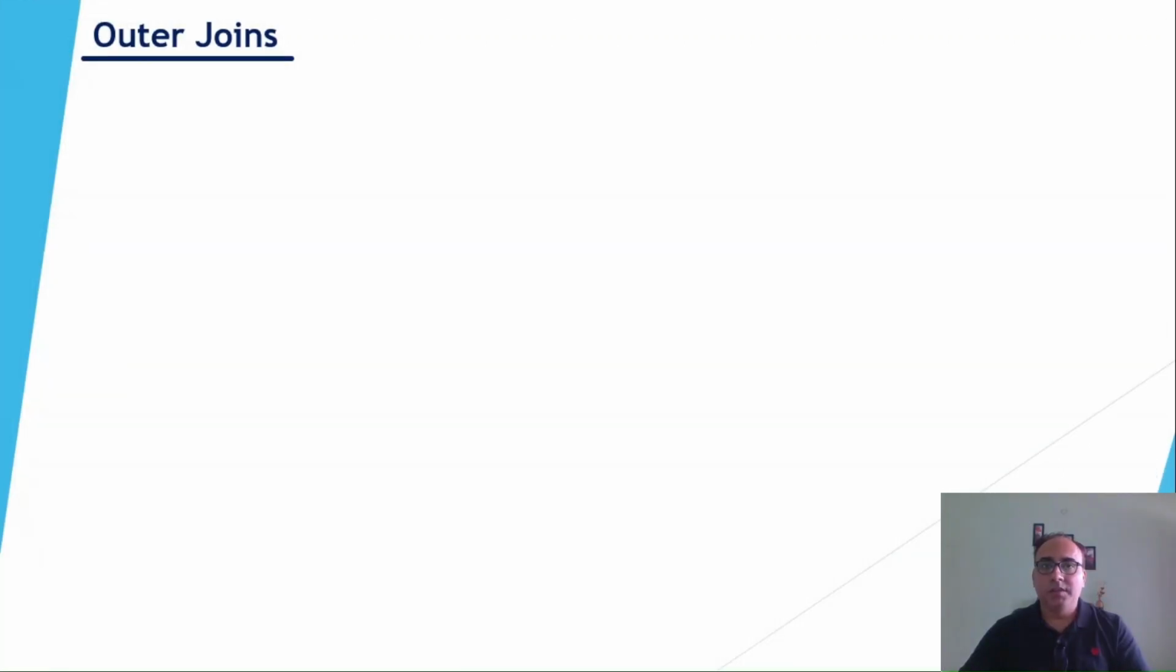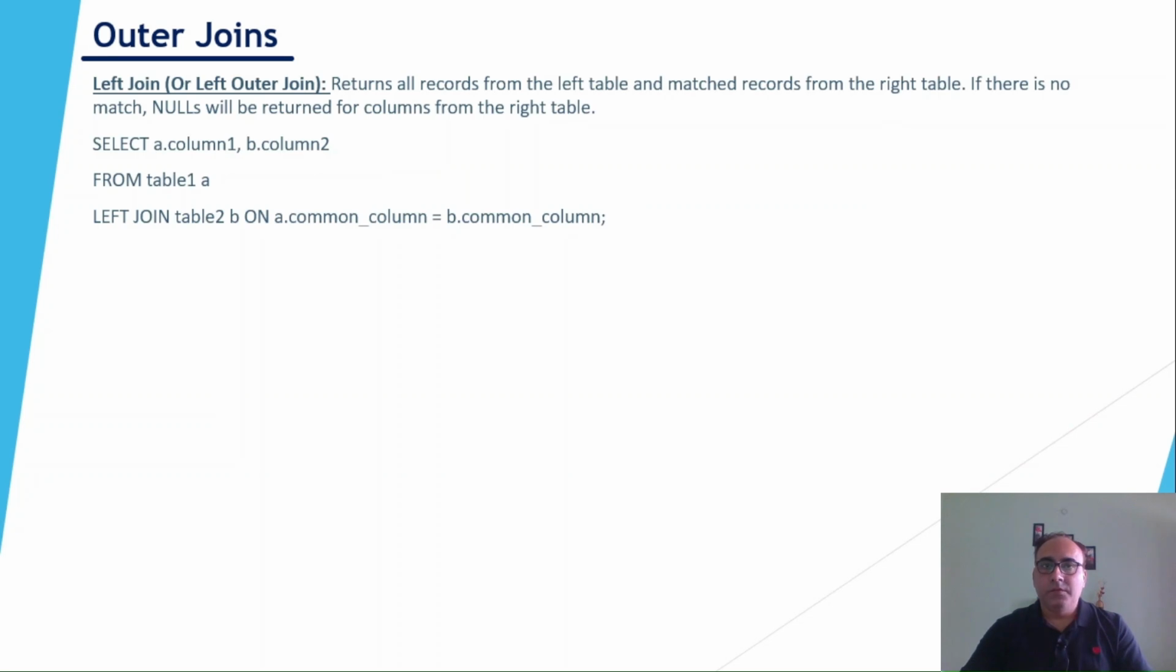Next we have outer joins. Outer joins give us the result of the inner join plus rows which do not have any direct match with the other table. There are different types of outer joins. First we have the left join, or left outer join. This returns all records from the left table and matched records from the right table. If there is no match, nulls will be returned for the columns of the right table.